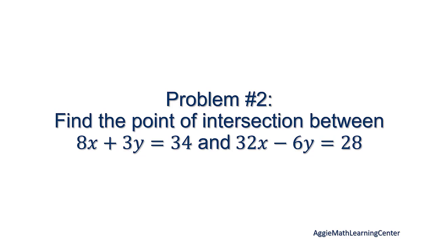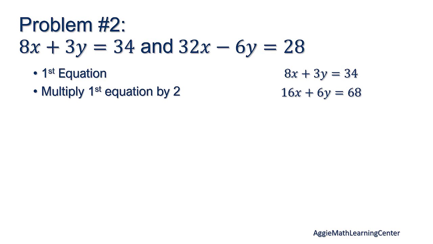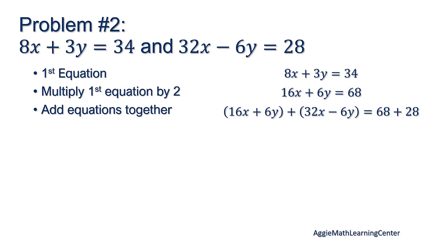Now, after thinking that through, let's work it out and see what we get. We start with the first equation. When we multiply both sides of the first equation by 2, we get 16x plus 6y equals 68. We can then add the 2 equations together. This will give us the following: 16x plus 6y plus 32x minus 6y equals 68 plus 28.